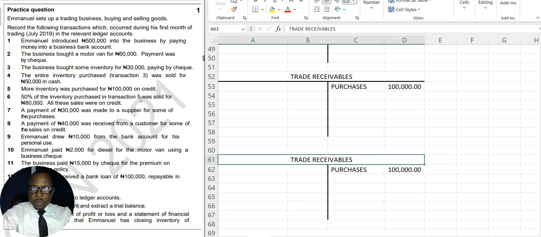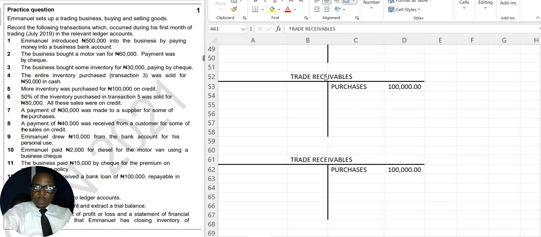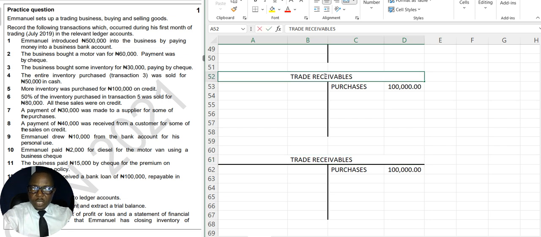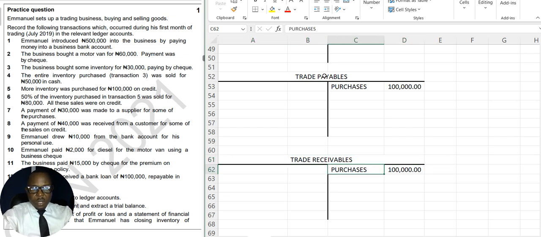Sorry, this should be trade payables, not receivables. Payables. This should be payables, while this is receivables. The one for sales is for receivables, while the one for purchases on credit is payables. So please correct that in your notes.